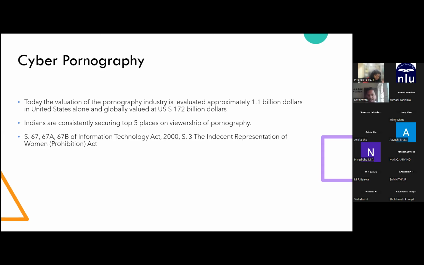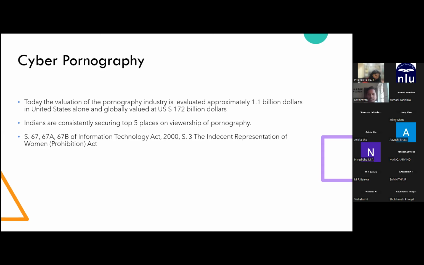Section 67A punishes transmitting or publishing any kind of sexually explicit material, and 67B punishes creating, seeking, browsing or downloading child pornography, and also transmitting or publishing it. Also, the Indecent Representation of Women Act, Section 3, prohibits one to publish or cause to be published or take part in the publication or exhibition of advertisements which represent women in an indecent form.